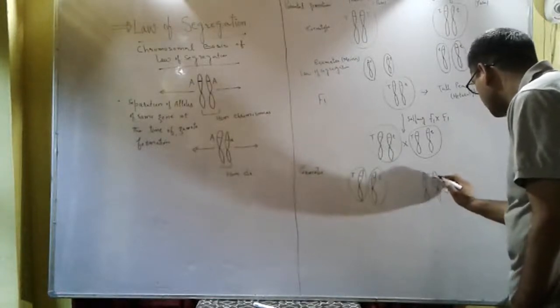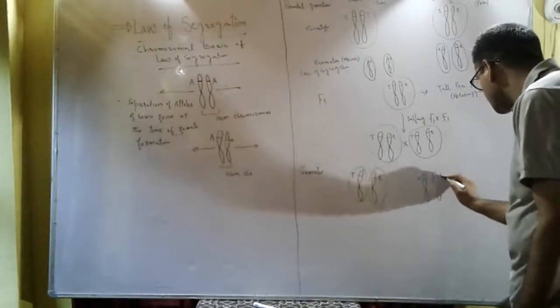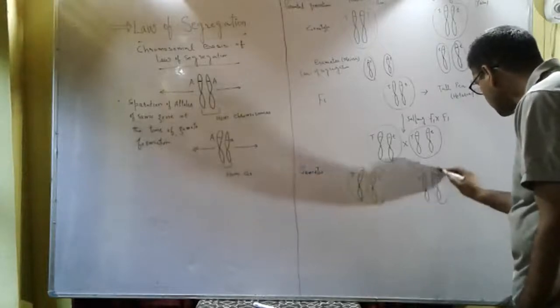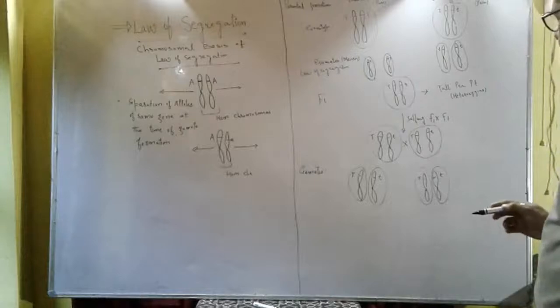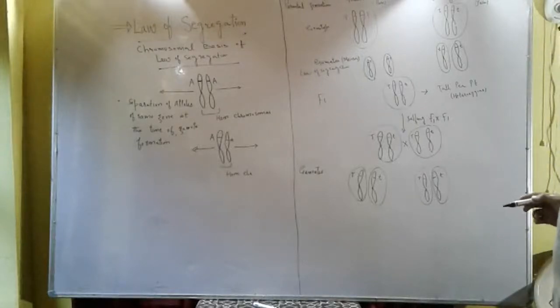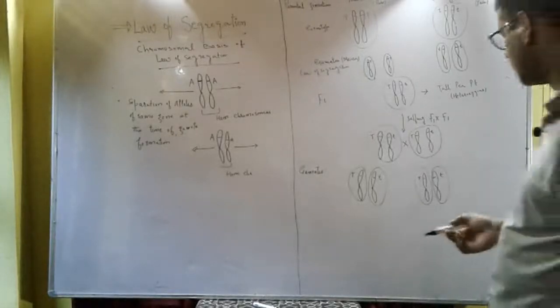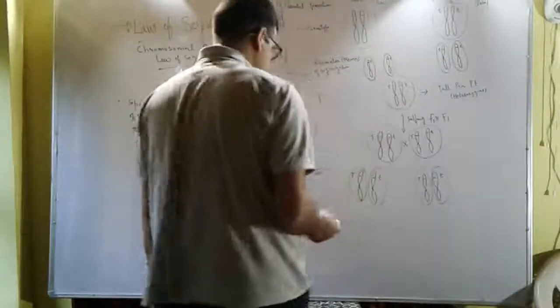Gametes. So this is capital T, small t. The two alleles of a gene have separated at the time of gamete formation. These are gametes. Now we'll go for the F2 generation.